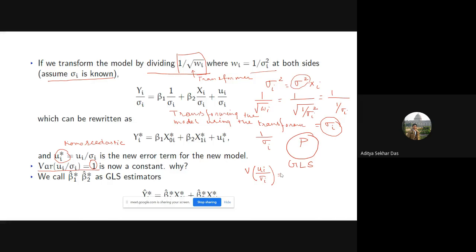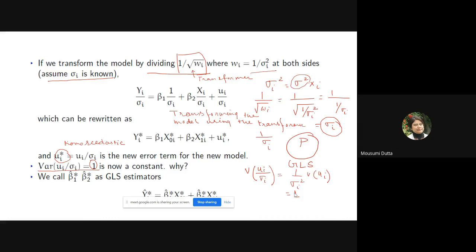Slowly, please, so that I can write whatever you are telling. Yes, ma'am. Follow. And we can write this as 1 by sigma I square into variance of ui equal to sigma I square. I hope you are telling that. Yes, ma'am. 1 by sigma I square is equal to sigma I square, and therefore the matter is like this.